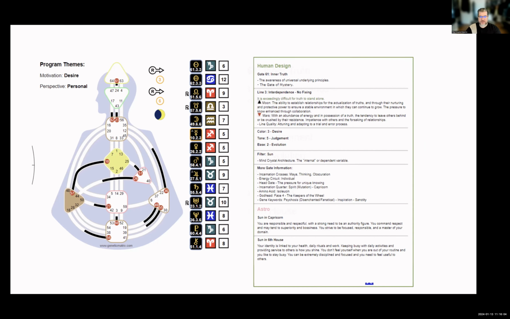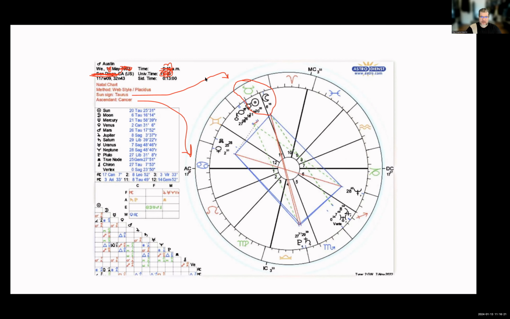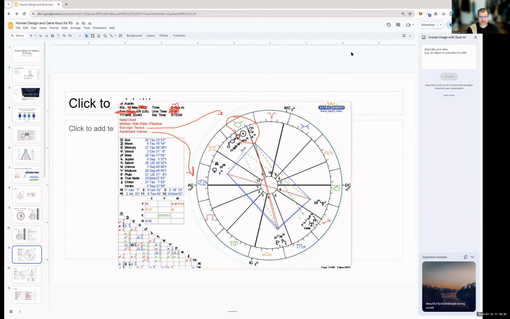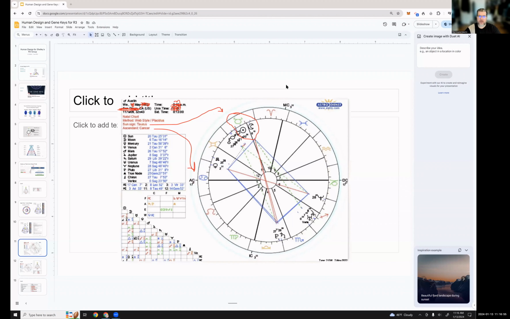Okay, so these are some screenshots from the Genetic Matrix website just showing different human design charts and also themes. I'm going to check the comments and see if anybody needs anything so far. All right, we're good so far. Okay, back to this.